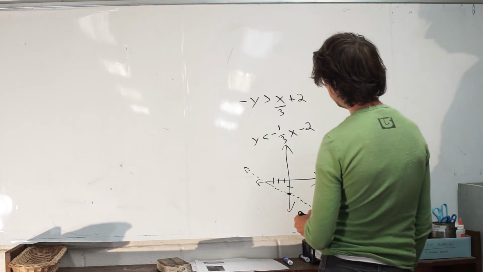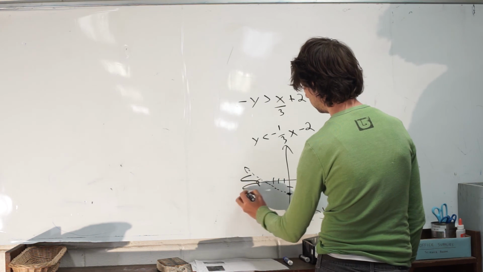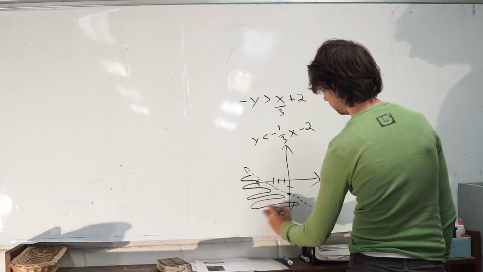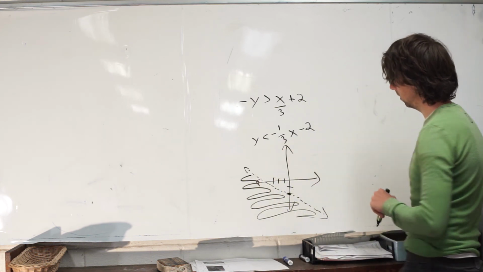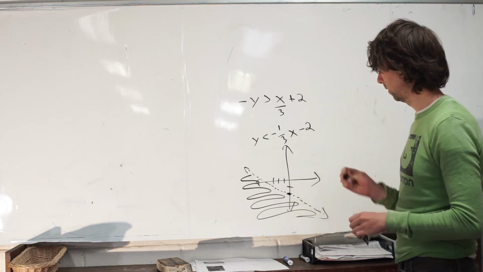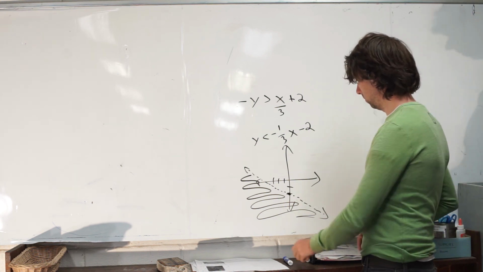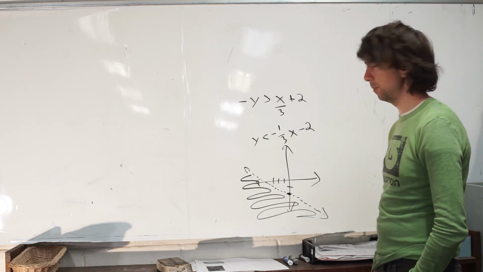And then I'm just going to shade below the line because y has to be less than the value of this function. Okay, and y gets smaller as we go down. Cool. I hope that's pretty straightforward.